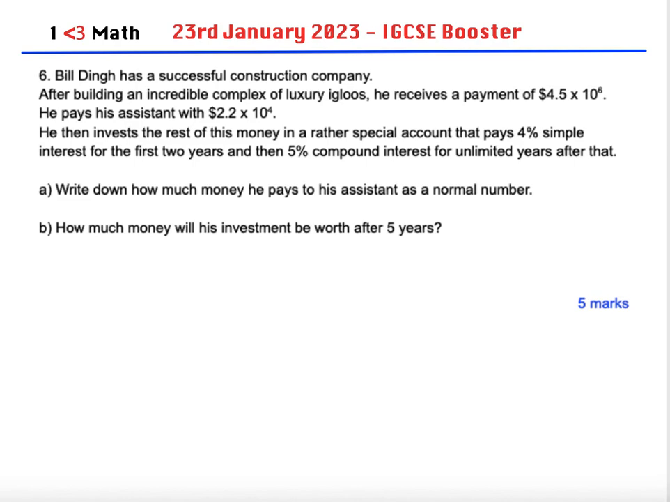We've got question 6 here, which I'm just about to read through. So, Building has a successful construction company. After building an incredible complex of luxury igloos, he receives a payment of 4.5 times 10 to the 6 dollars. He pays his assistant 2.2 times 10 to the 4 dollars. He then invests the rest of the money in a rather special account that pays 4% simple interest for the first 2 years and then 5% compound interest for unlimited years after that. Write down how much money he pays to his assistant as a normal number.